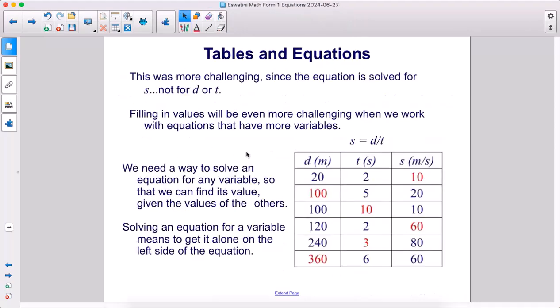This was more challenging since this equation is solved for speed, not for distance or time. Filling in values will be even more challenging when we work with equations that have more variables. We need a way to solve an equation for any variable so that we can find its value given the values of the others. Solving an equation for a variable means to get it alone on the left side of the equation.